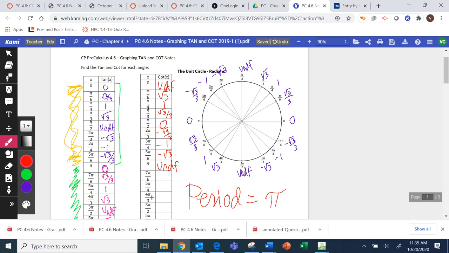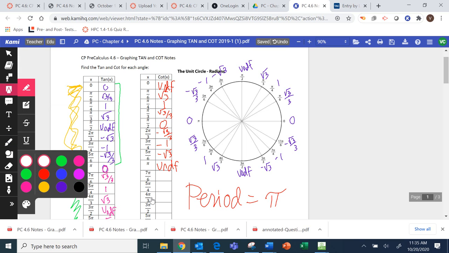Now, when we did sine and cosine, we purposely chose values that were easy to graph. So I'm going to look at tangent. I'm going to do the same thing. I'm going to purposely choose values that are easy to graph. I'm going to choose values like 0, which is easy to graph. I'm going to choose pi over 2. And I'm going to choose pi over 4, because those are easy to graph.